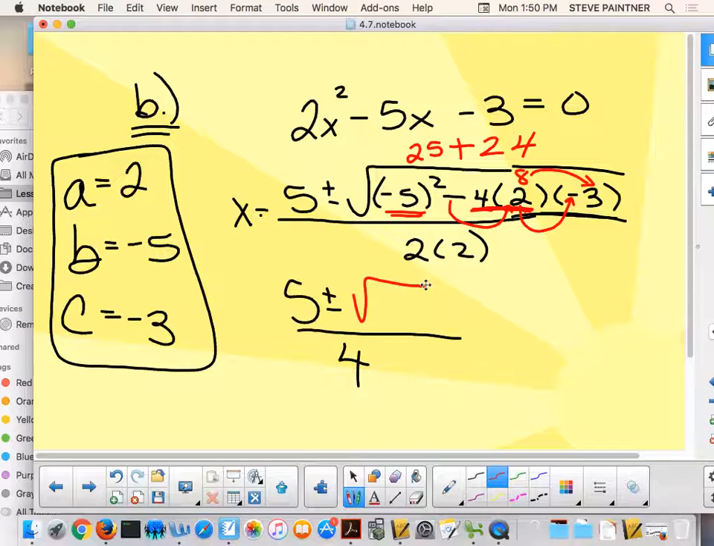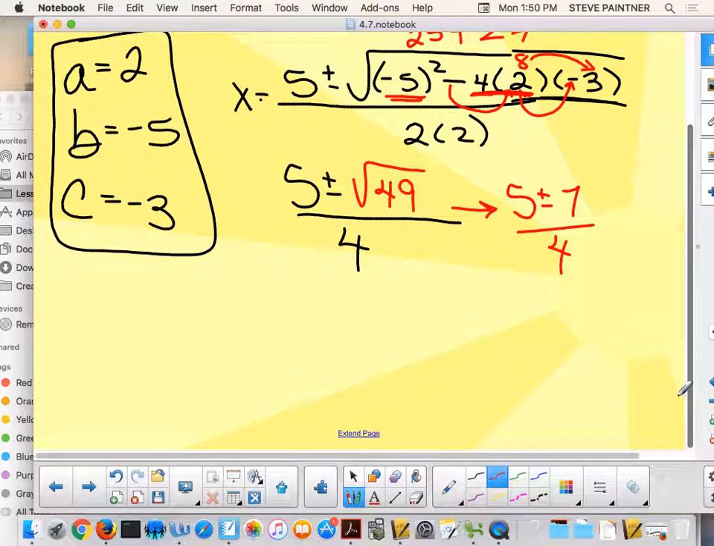Inside is what? 49. Your face should light up right now. Because when you see 49, you know it's a perfect square. And you know it's an easy one now. 5 plus 7 or minus 7 over 4.